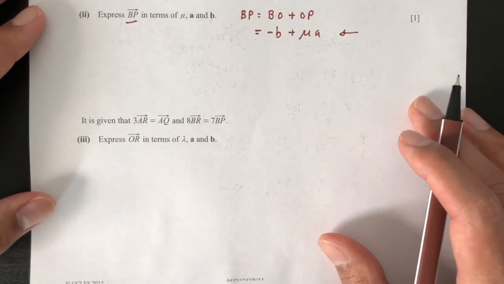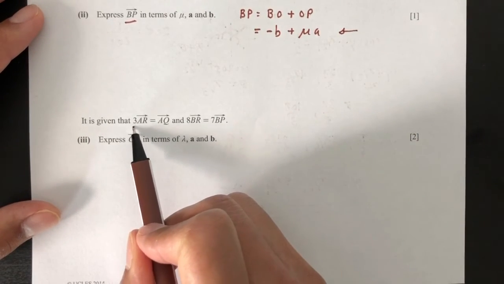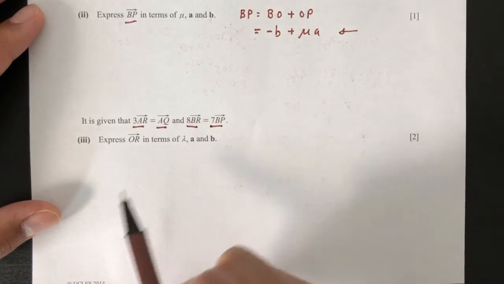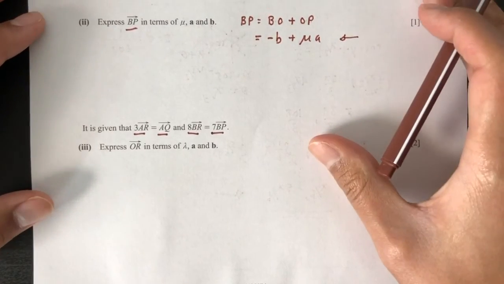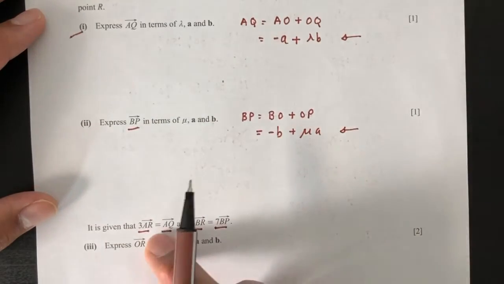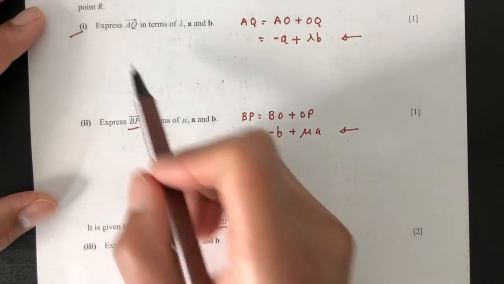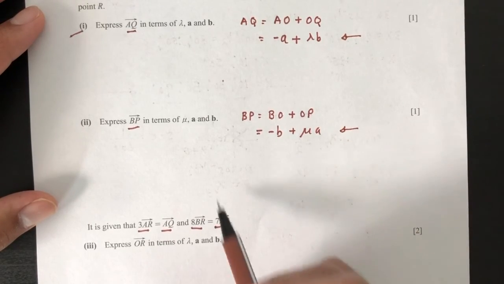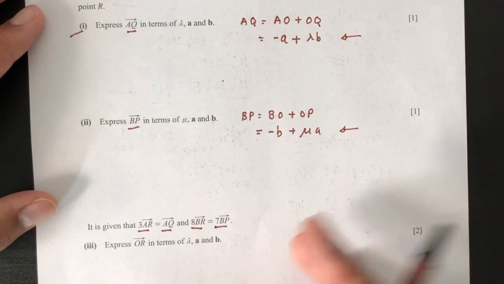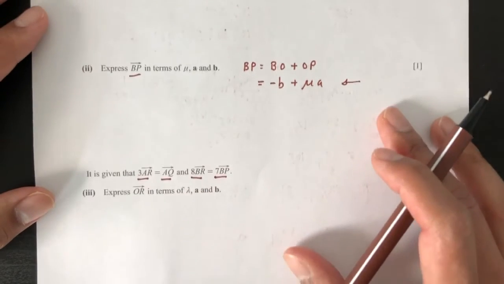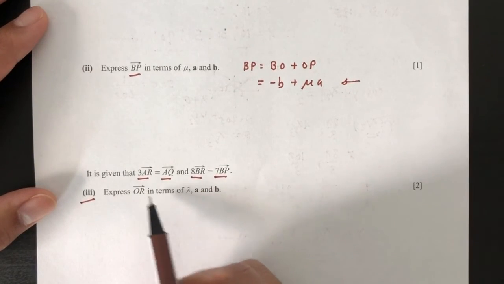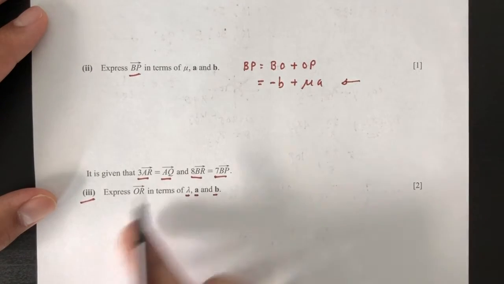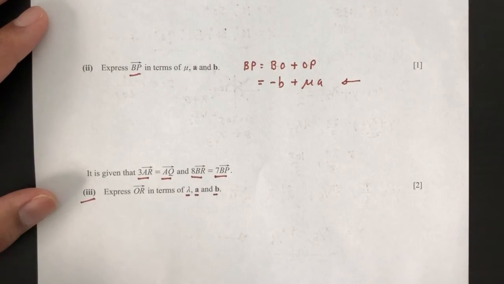Now for part 3, it is given that 3 times AR is equal to AQ, and 8 times BR is equal to 7 BP. Okay, let's have a look. So AQ is this. We have this value AQ, which is right here. We have BP, which is right here. Okay, let's see how we can use this. So part 3, express OR in terms of mu, this and this. So let's see how you would express OR in terms of only those 3 values.